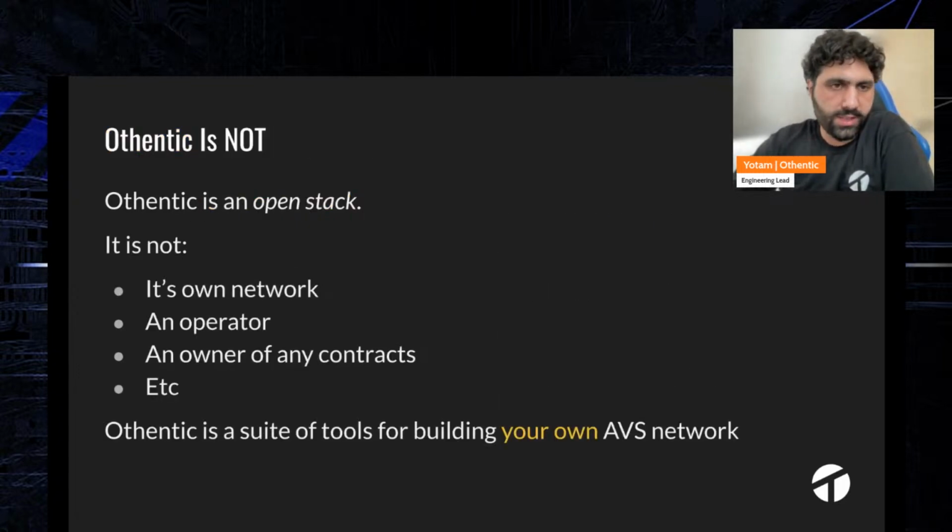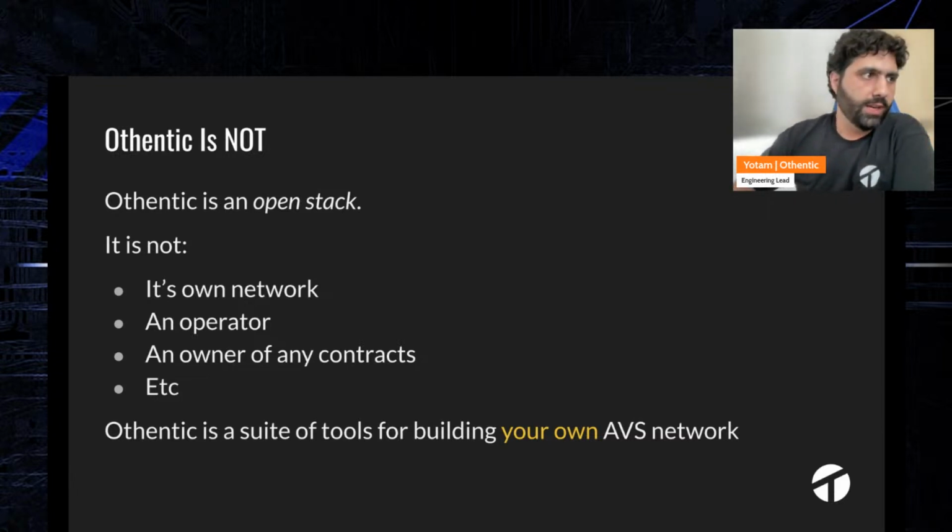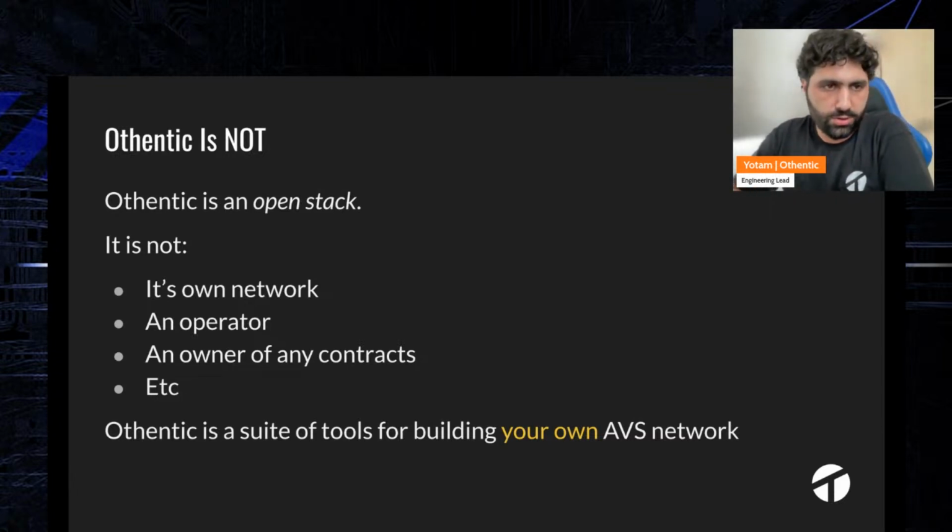One last point about the Authentic stack is I want to emphasize what the Authentic stack is not. Authentic is an open stack, meaning anyone can use it, but it's not its own network. So there is no Authentic network that is running. Authentic is not an operator, meaning Authentic, the company, doesn't run operators for you. And it's not an owner of any contracts. All of the contracts that you deploy using the Authentic CLI are your own contracts. They are owned by you. So you can think about Authentic as a suite of tools for building your own AVS network.